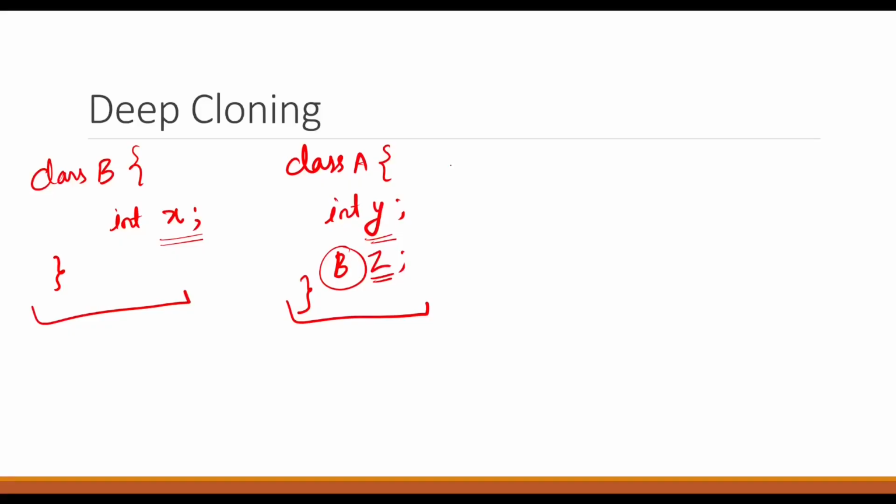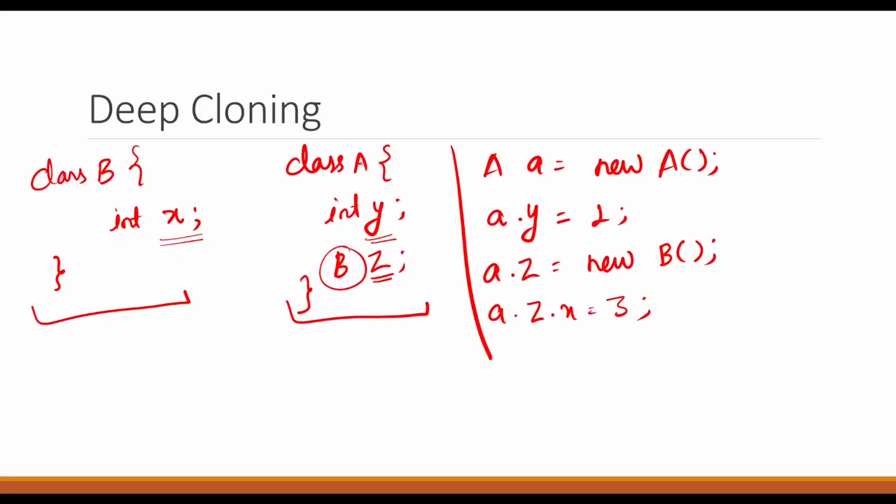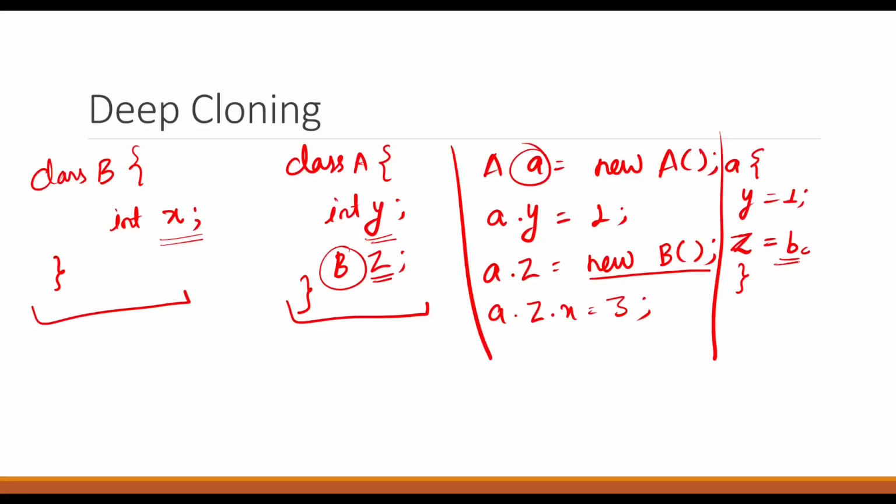Now in my programming, while I'm coding, I create an object of type A. It will look something like this. This is how I've created the object A in the memory space. It would look something like this, where the value of Y is equal to 1 and the value of Z is, let's suppose, represented by some reference value BC. Z is not going to store the entire object inside of BC, rather it is going to store only the reference of that object.